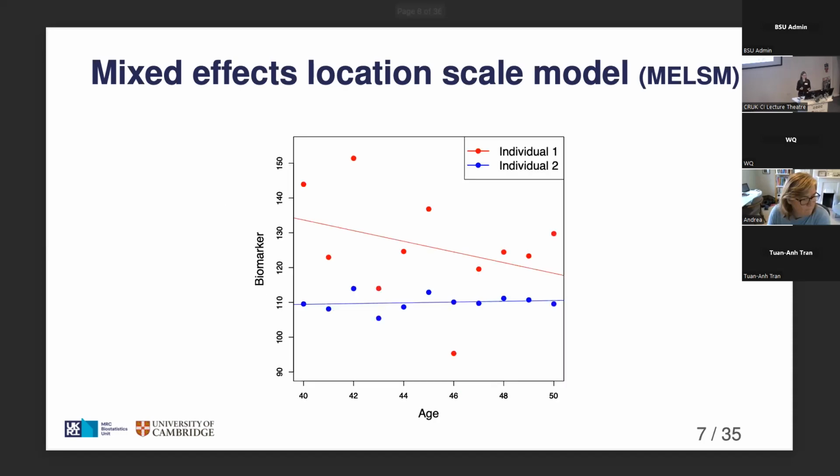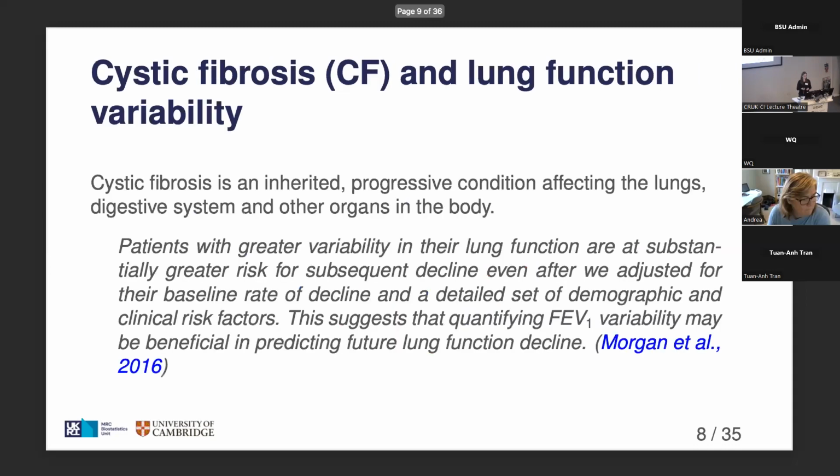So what does this look like in practice? Well, going back to the same data, this is data generated from the same model, but now allowing the variation around the mean trajectories to differ, where the red individual has much more variable measurements than the blue individual. So why might you be interested in using this kind of model?